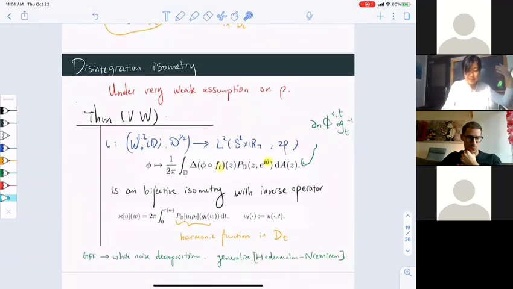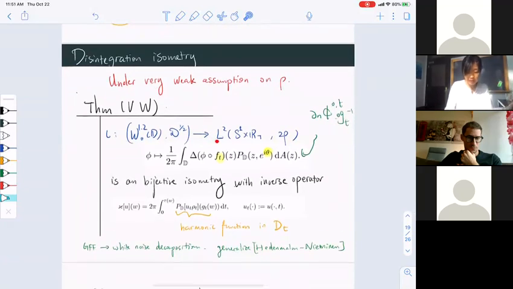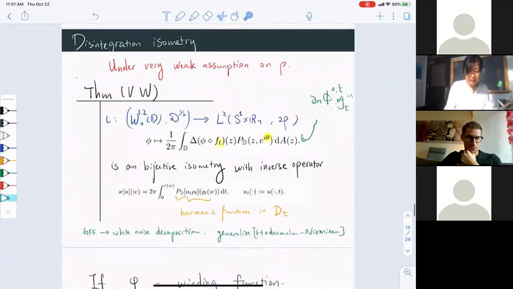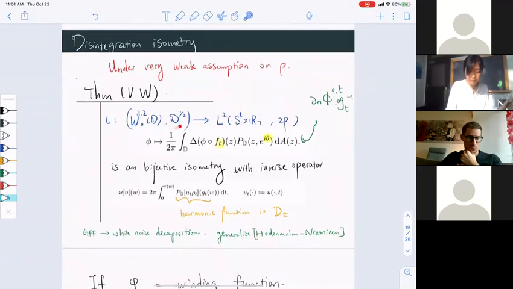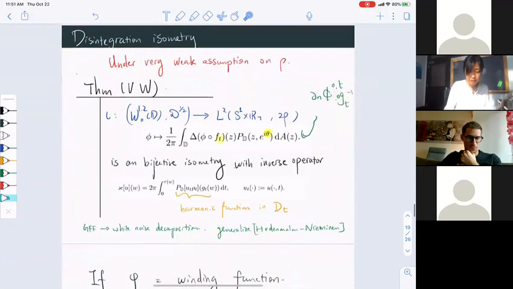But it is really an isometry, and it's a bijective isometry from the Dirichlet energy to L2 of the cylinder. This is the way that we are combining the Loewner evolution to decompose your function with finite Dirichlet energy into layers, and then we push the layers onto the cylinder, which is a very clean and neat way to write it down.